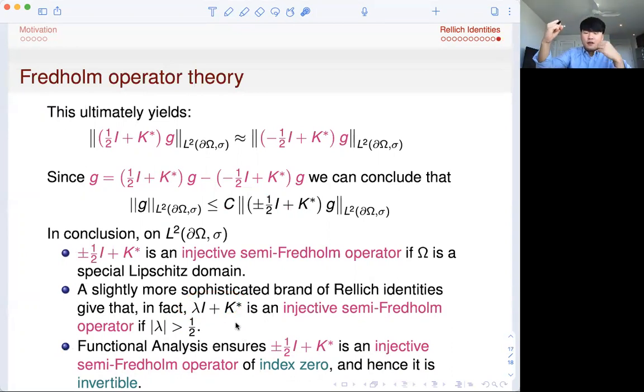And from the large lambda to the endpoint, which is plus or minus 1/2, we can find a continuous path between the two points. And on this path, they have the same index. But for the large lambda, it's invertible, which means the index is 0. And on the continuous path, if you return to the endpoint, these operators have index 0. And it gives us the invertibility. And we can solve the Neumann problem in L2 on the boundary if omega is a special Lipschitz domain.